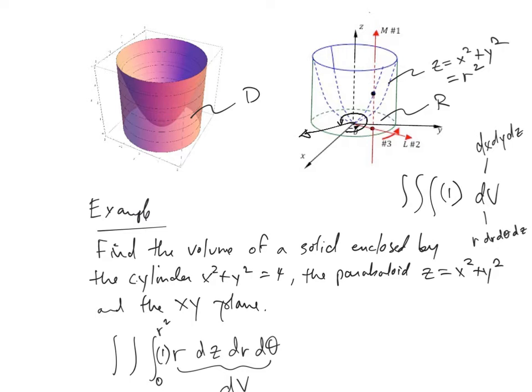So what's r min? 0. What's r max? And does it depend on theta? No, because it's a circle. The region of integration is circular. So it's going to be what? It's going to be the radius of that circle. And what is the radius of that circle? Well, for that, we need to go back and remember what the cylinder is. What was the cylinder? It was x squared plus y squared equal to 4.